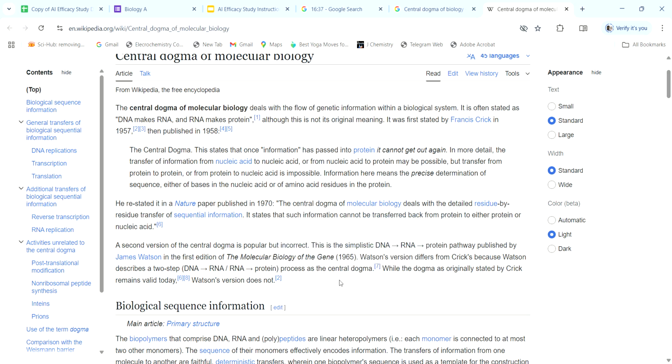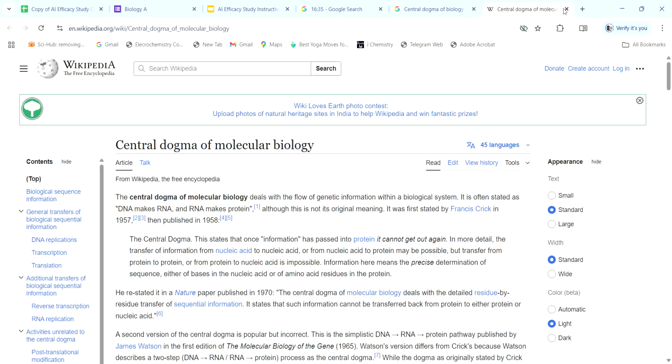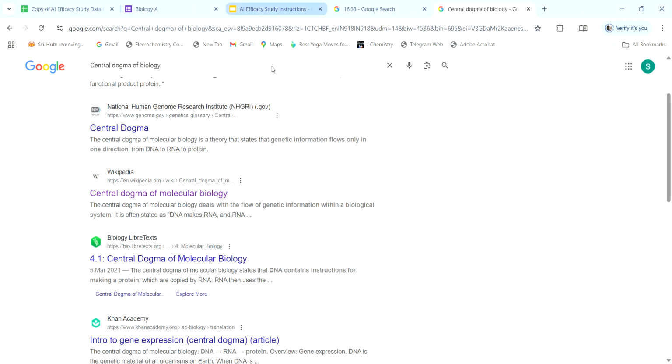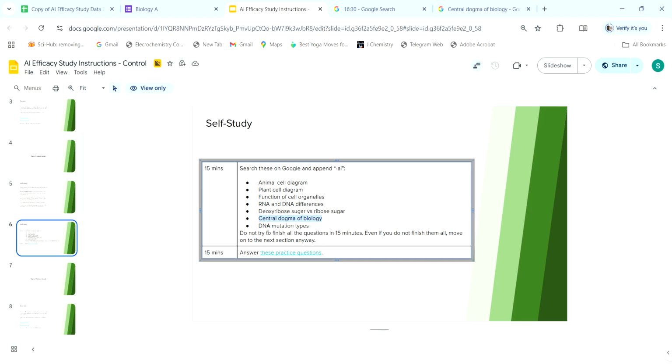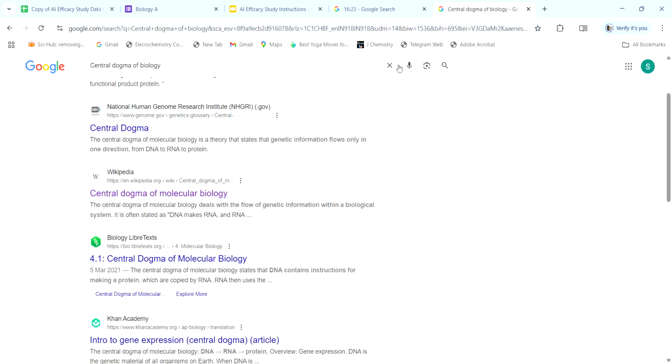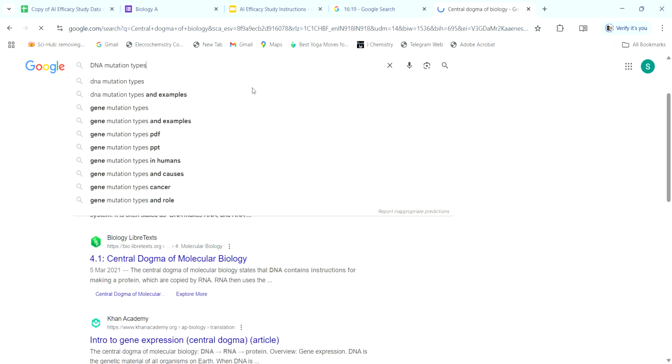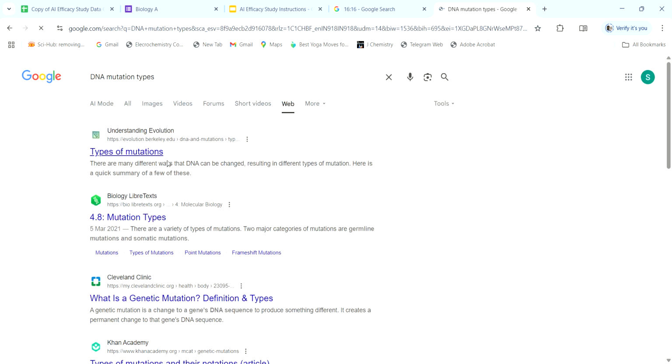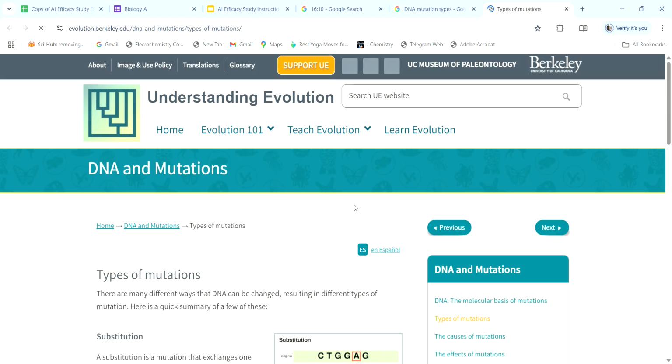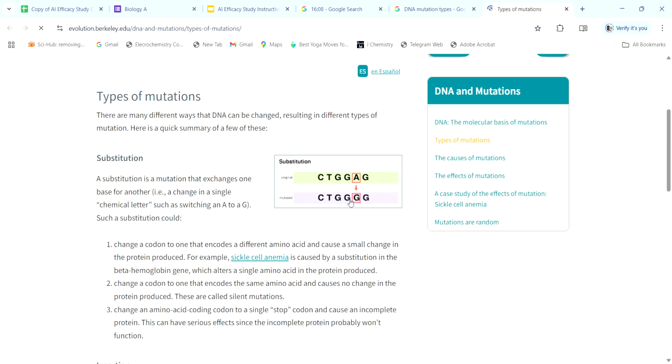Move to the next question, that is DNA mutation types. Types of mutation. There are many different ways that DNA can be changed, resulting in different types of mutation.